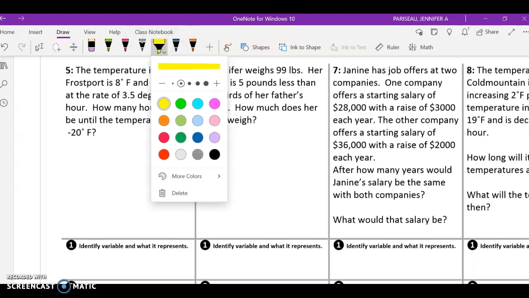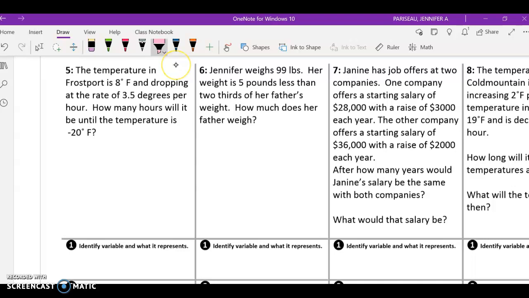So hopefully by now you've read number 5, and maybe you're giving it a shot and you're just checking in. So we've read through it, and I can see that the question is, how many hours will it be until the temperature is -20? So again, the main question is how many hours until it gets here. So that's actually part of my end result. That's the end goal.